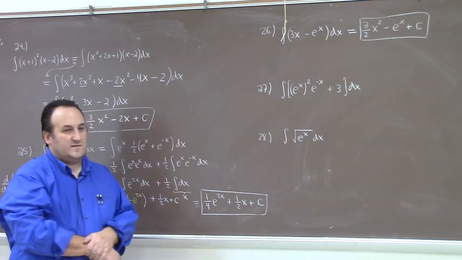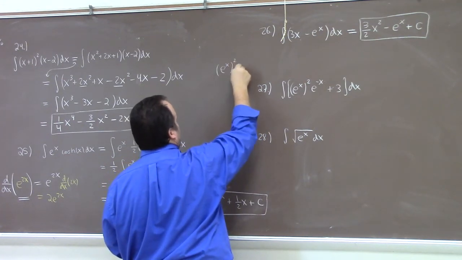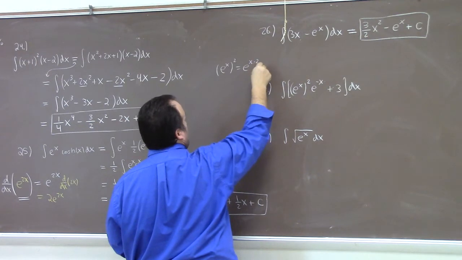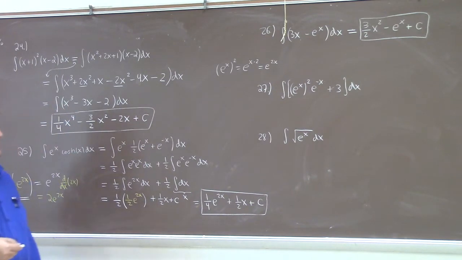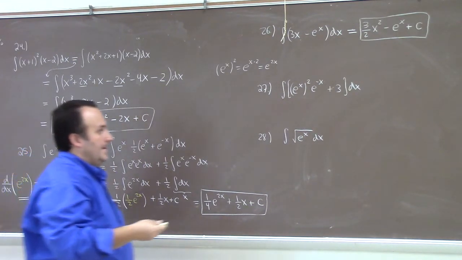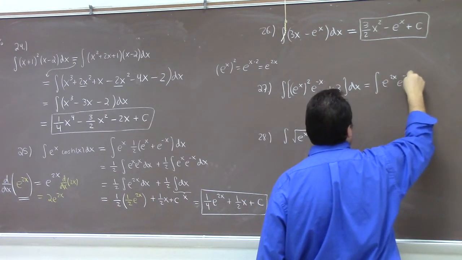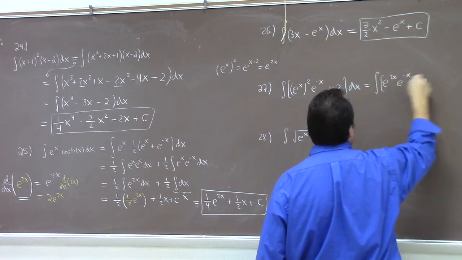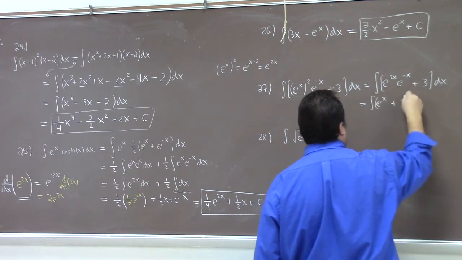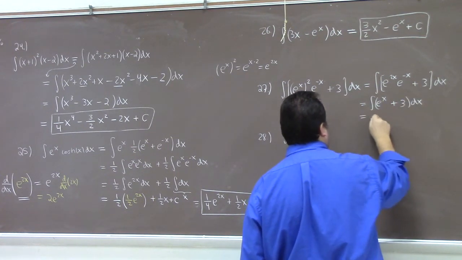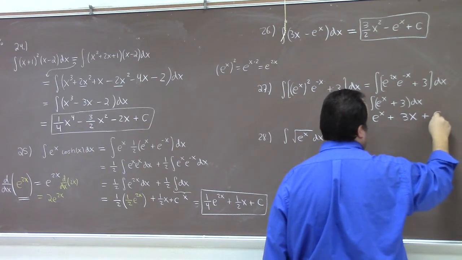The next one, what is e to the x squared, like that? How does that work? E to the x, all of that squared. Well, that's equal to e to the x times 2, right? Or e to the 2x. So what's e to the 2x times e to the minus x? Right. So really, we're just looking at the integral of e to the x plus 3, which I hope we can do without a lot of thinking, right? That's e to the x plus 3 times x plus a constant, right? Because the integral of 3 is 3x.